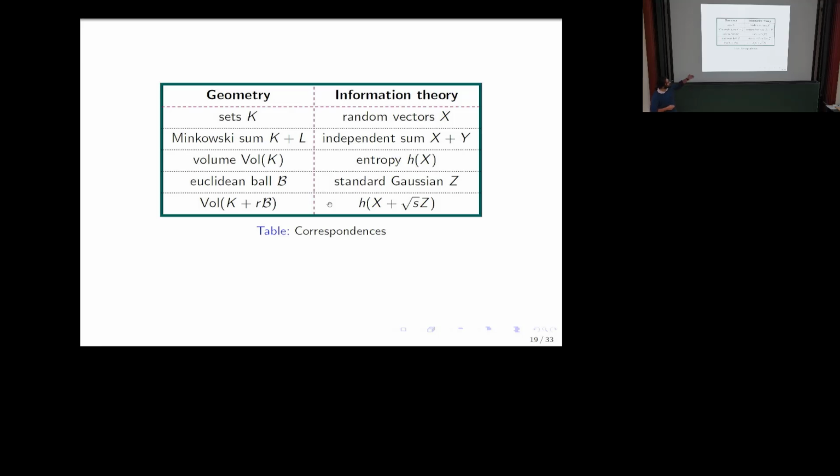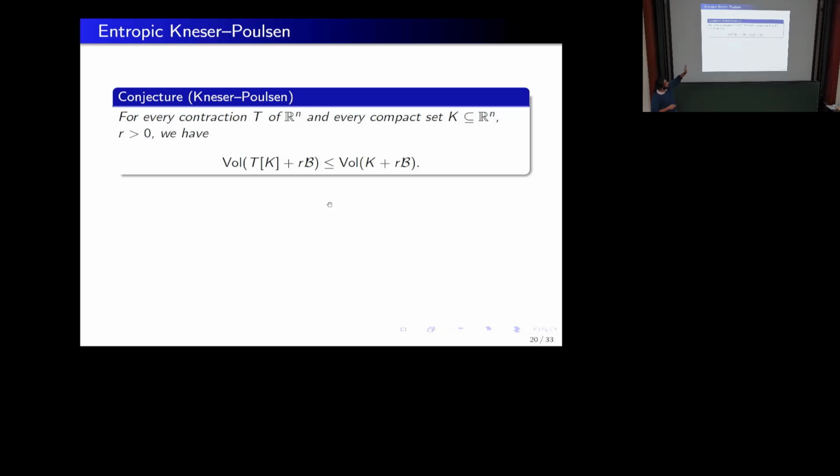And so the volume of the tube is parallel to the entropy along the heat flow, x plus square root of s times z. This was the Kneser-Poulsen conjecture.